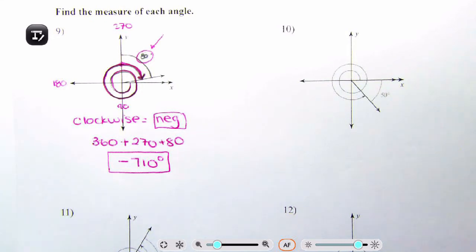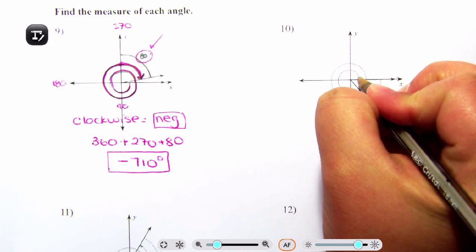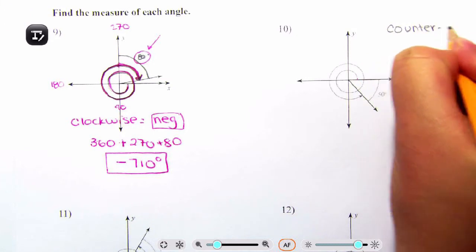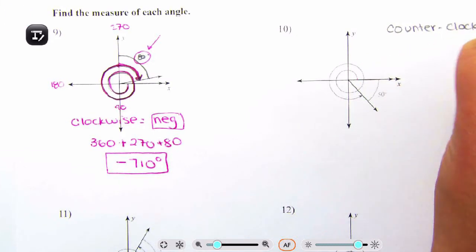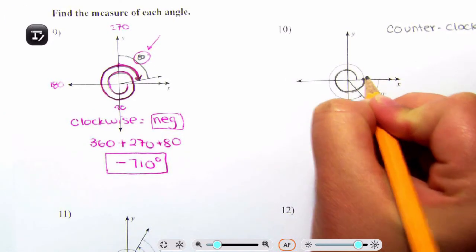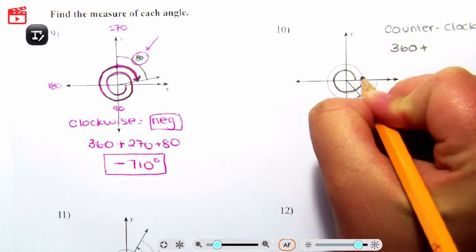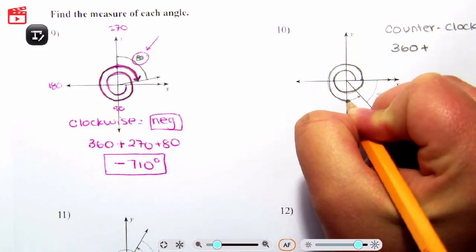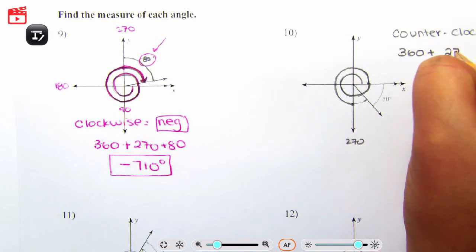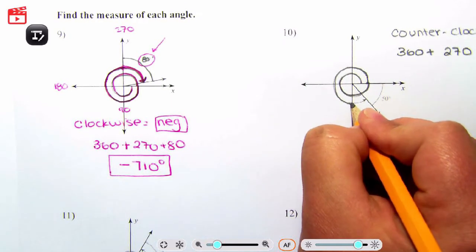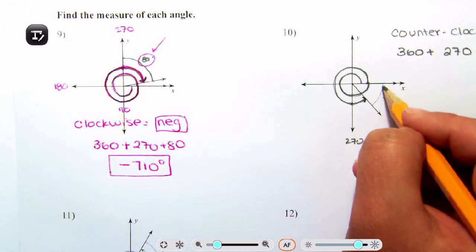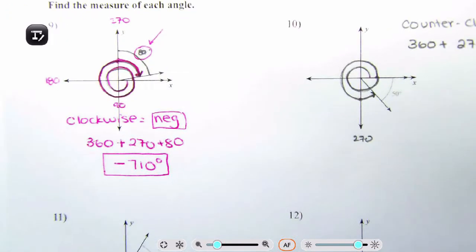Moving on to question number 10, same thing, except this time we are going clockwise. Just kidding, we are going counterclockwise, so we have a positive. So our angle is positive. Let's see how many rotations we have. We have one full rotation. So I have 360. I have not quite, so I have 270. Now here's where you need to be careful. Notice that my angle measure does not include this 50. This 50 is outside of my angle measure.